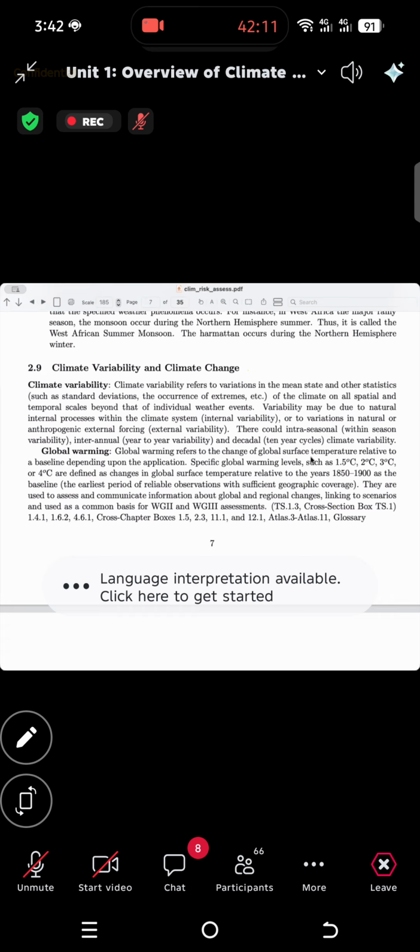What we call climate variability. You can have the variability which is from year to year. Like I gave you an example. The way the rains will behave this year may be different from the way the rains behaved last year, and it can also be different from the way the rains will behave next year. So that is year to year variability. It is called interannual variability.